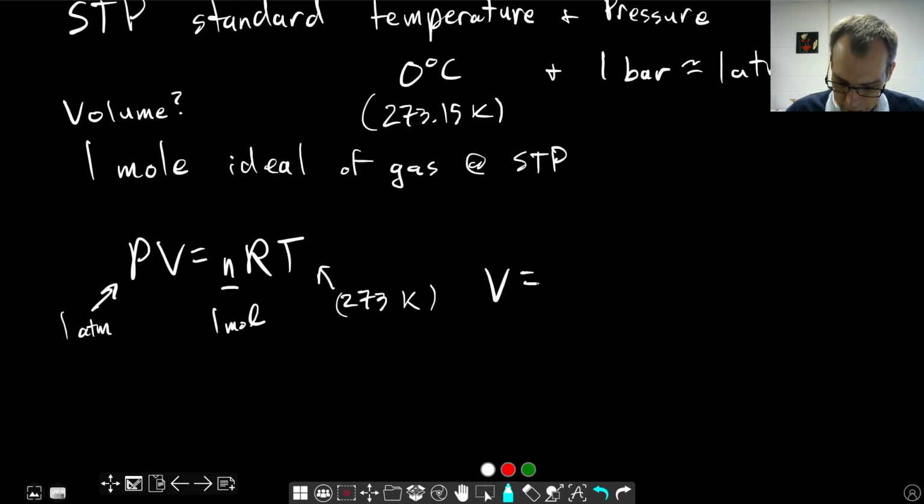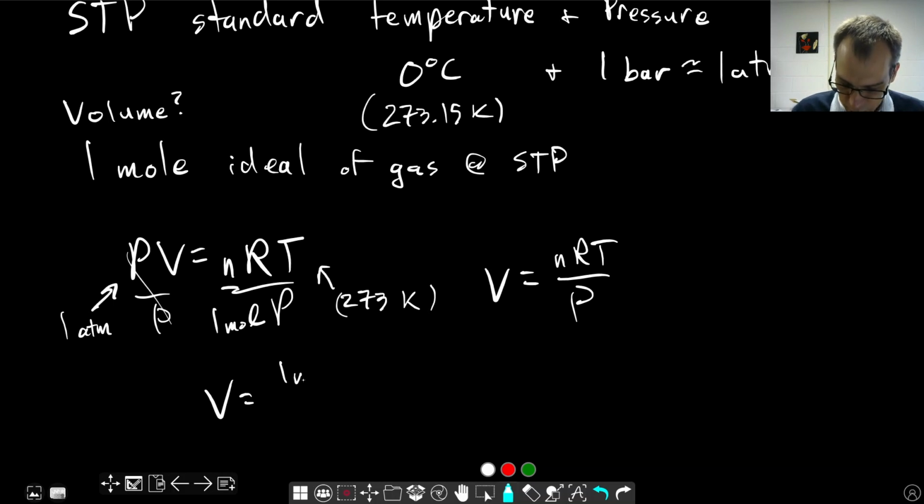We can say V is equal to nRT divided by P. So I'm just dividing by P on both sides here, just to rearrange this equation first. And now we'll go ahead and plug in all the values that we need. All right, so we have 1 mole here.